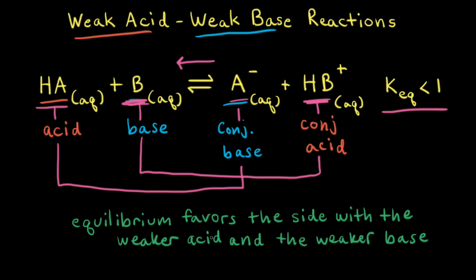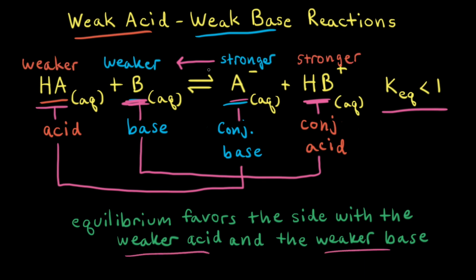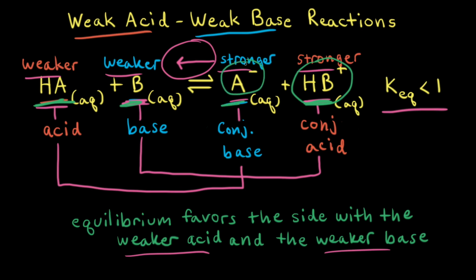And the equilibrium always favors the side with the weaker acid and the weaker base. Since the equilibrium favors the reactants, the weaker acid and the weaker base are on the reactant side, and the stronger acid and the stronger base are on the product side. So comparing our two acids, HA and HB+, this time HB+ is the stronger acid of the two. And for our bases, B and A-, this time A- is the stronger base of the two.